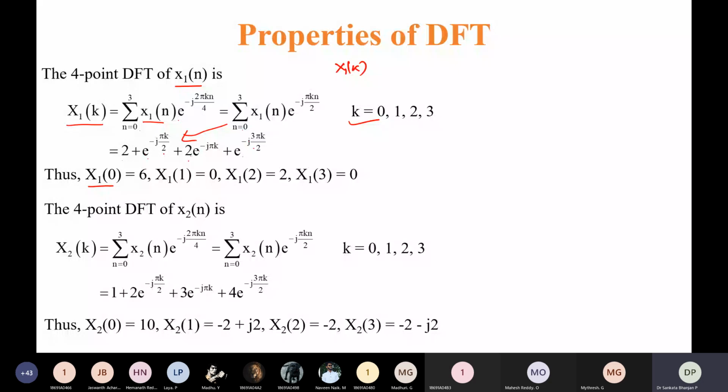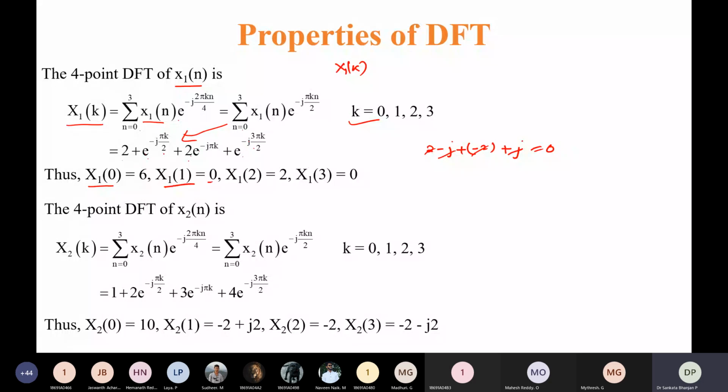So here I am going to write 2 minus j, then plus 2 into e to the minus j pi k. What is this value? Minus 2, because e to the power minus j pi is minus 1. So this is 2 into minus 1, minus 2. Then plus e to the minus j 3 pi by 2, which is plus j. So 2 plus 2 minus 2 is plus j minus j, so this is 0. So we get x1 of 1 is equal to 0.